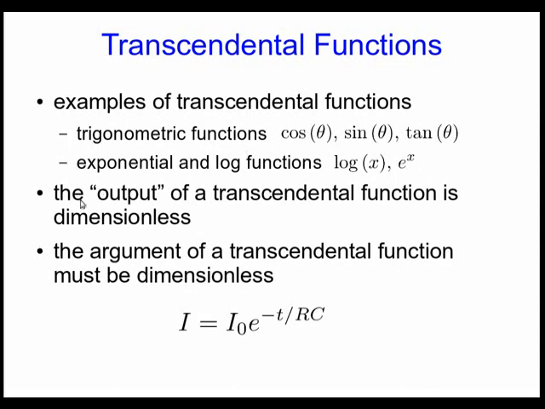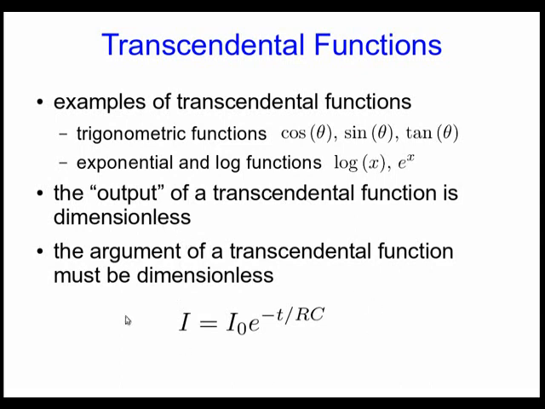But the main point is that the output, right? It's a function, you put a number in, it spits out a number, that's the output. The output has to be dimensionless. Also, the argument, the number you put in, has to be dimensionless.